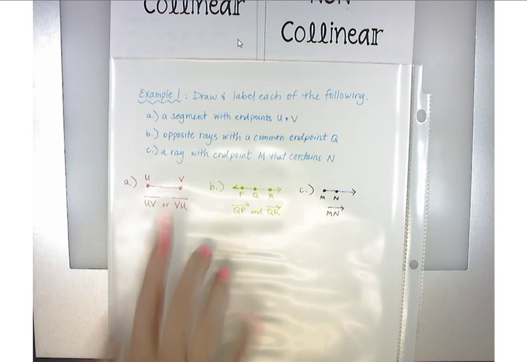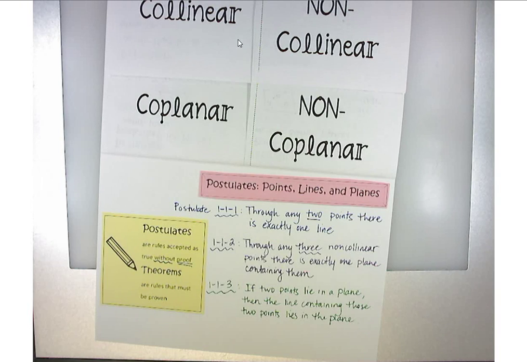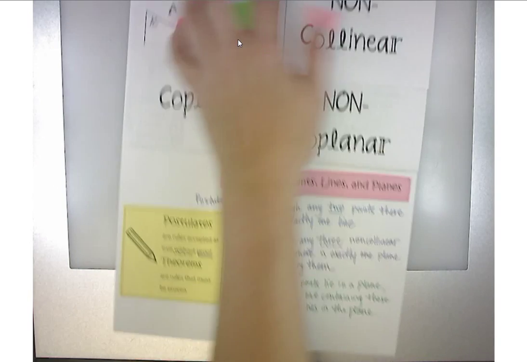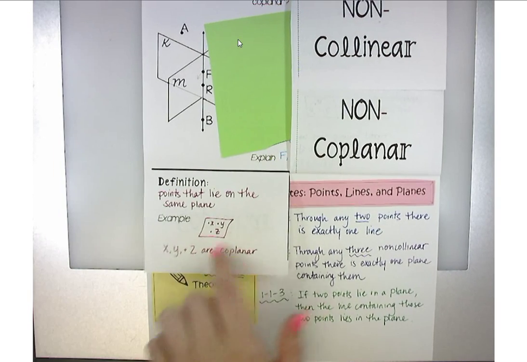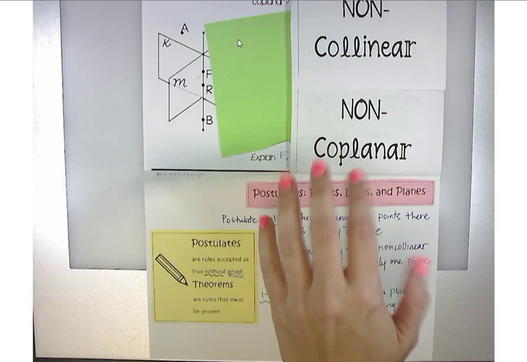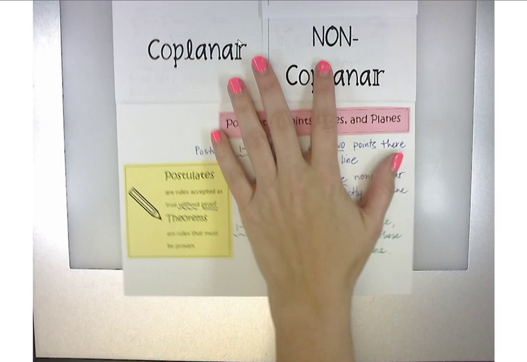Okay? All right, and then we started the collinear and linear, the coplanar and the non-coplanar. And we wrote down all those definitions last week. So if you missed any of those definitions, you're going to go back and watch the first video.